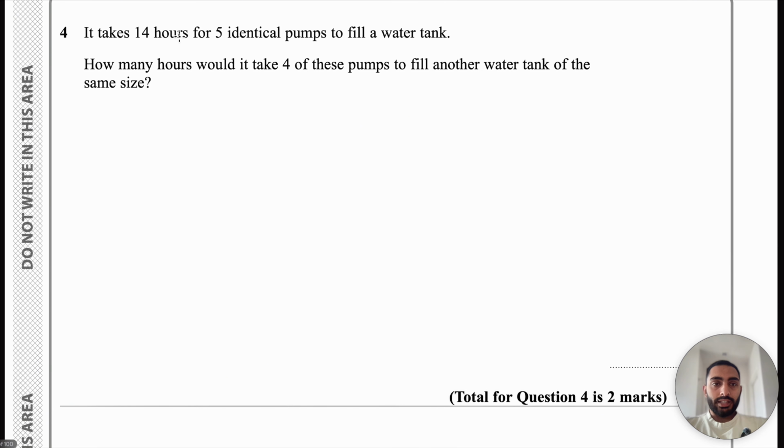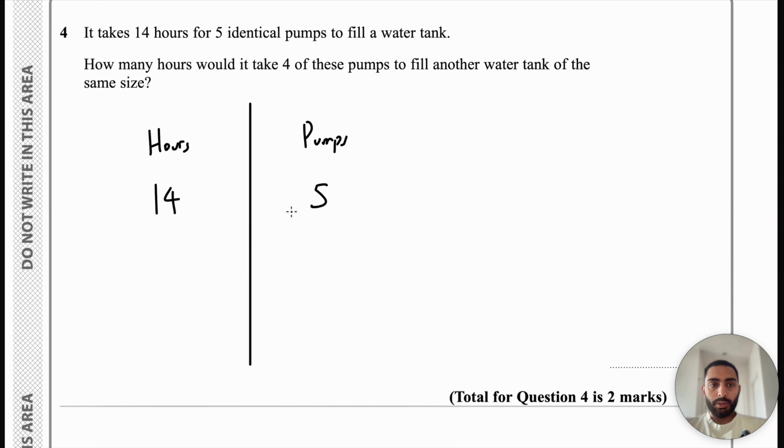Question 4. It takes 14 hours for 5 identical pumps to fill a water tank. I'm just going to write that in a little table. So I've got hours on my left-hand side, and I've got pumps on the right-hand side. I'm going to put 14 here, and I put 5 pumps. How many hours would it take 4 of these pumps to fill another water tank of the same size? So we're trying to scale this down to 4.